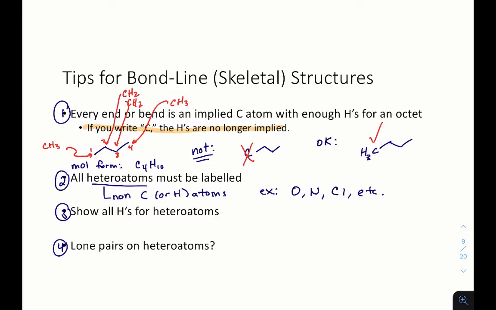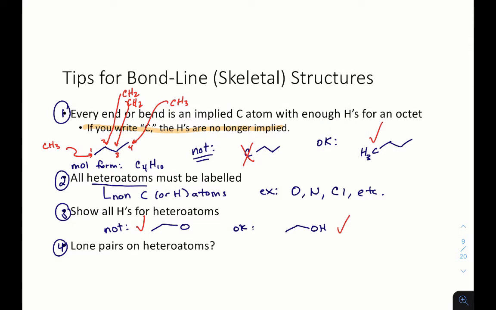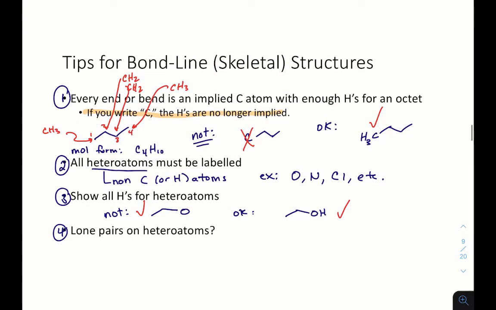Tip number 3, related to that, you must show all hydrogens for heteroatoms. So you would not, for example, draw a structure like this. That's not right. What you need to draw the structure as, if there is a hydrogen on that oxygen, you need to show it. You need to write it out, OH. So that would be correct. Now, number 4, should you show the lone pairs on heteroatoms?